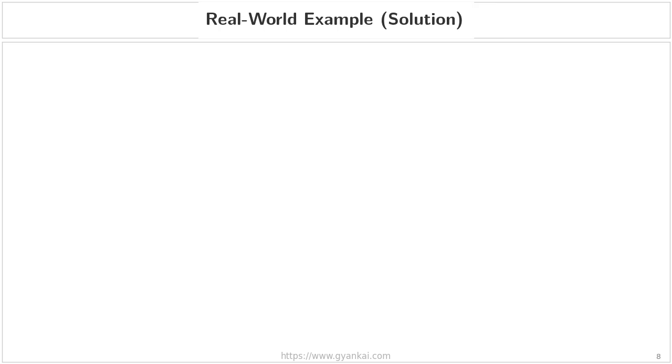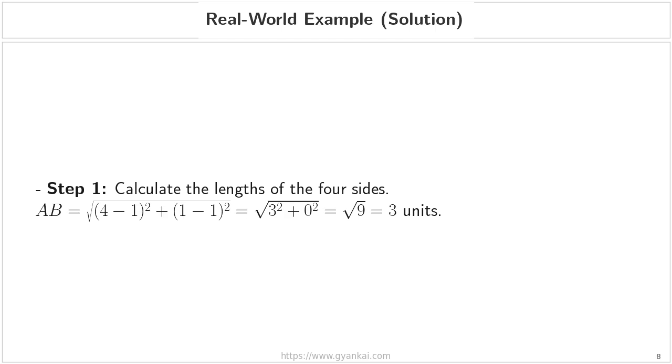Real-world example, solution. Now that we have our coordinates for the four corners of the plot of land, let's move into the actual calculation. Following the procedure we discussed in the previous slides, our first step is to calculate the lengths of all four sides to see if they are equal. First, let's find the length of side AB. Using the distance formula, we take the square root of (4 minus 1) squared plus (1 minus 1) squared. This simplifies to the square root of 3 squared plus 0 squared, which gives us the square root of 9, resulting in a length of 3 units.